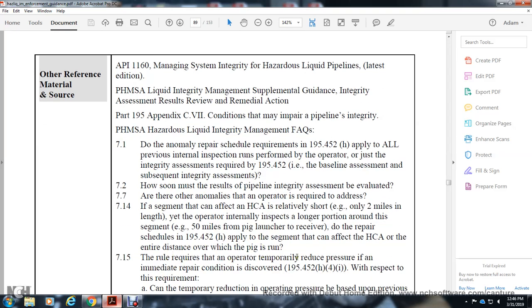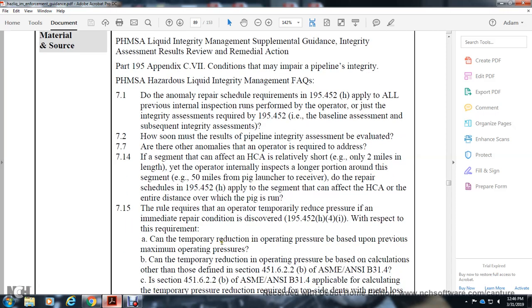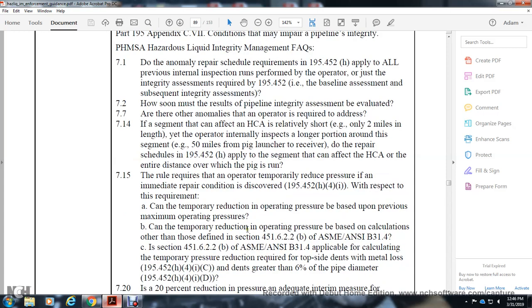The rule requires the operator to temporarily reduce the pressure for the immediate repair conditions discovered in 195.452(h)(4)(i). With respect to the requirements of the temporary reduction of the operating pressure, it must be based on the previous maximum operating pressure. The temporary reduction of operating pressure must be based on calculation of the defined 1 and 4 for section 451.6222(b) of the ASME B31.4.